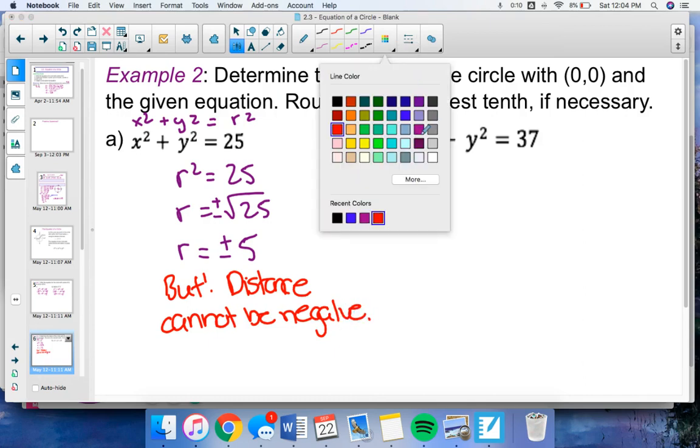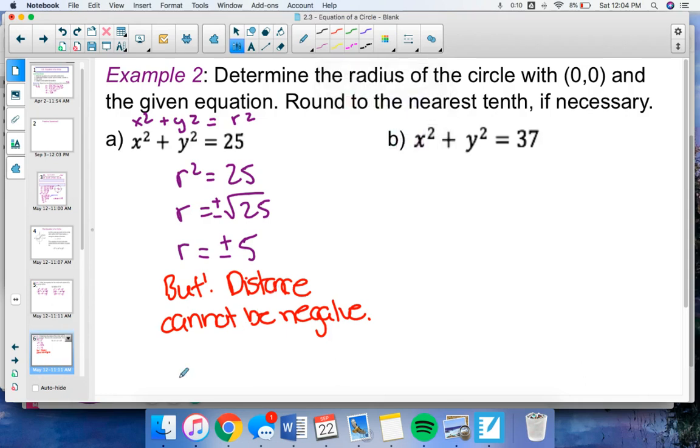So what does r equal? R equals 5. Okay. Since we discussed this, since I showed you this and explained it to you, from here on out, you don't need to show the positive or negative part for your calculations. You can go to what the radius actually equals. So here, r squared equals 37. So r equals the square root of 37. And remember, round to the nearest tenth if necessary. So here it is. So r equals 6.1. Okay.